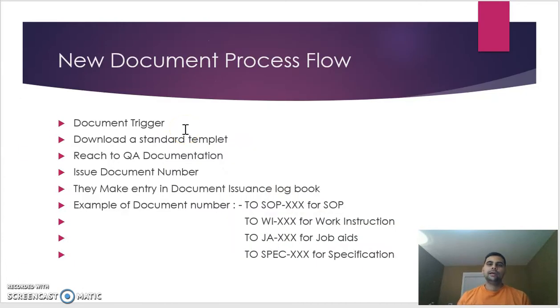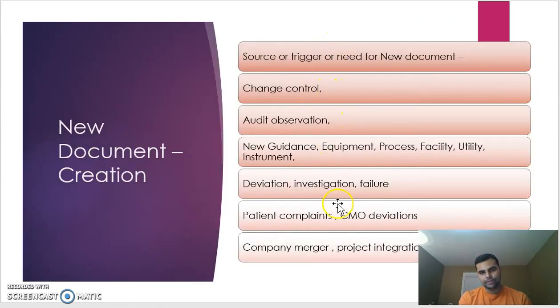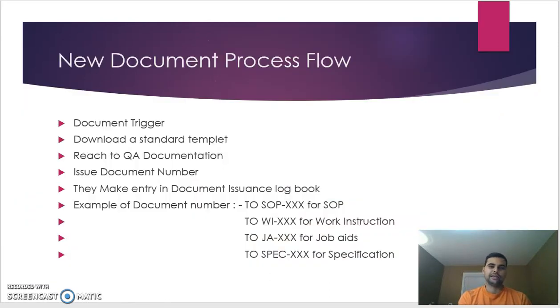Now let's say we have a need for a new document, we decided that a new document is needed. Now what? A new document we need to create, so we have to go through these various steps. First of all, the document trigger source can be any of these. Okay, we identified the source.